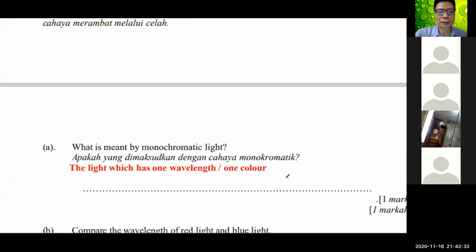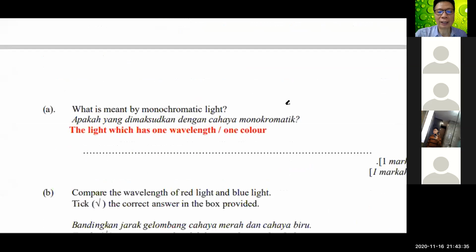The next one, compare the wavelength of red light and blue light. Which has the bigger wavelength? Red light or blue light?